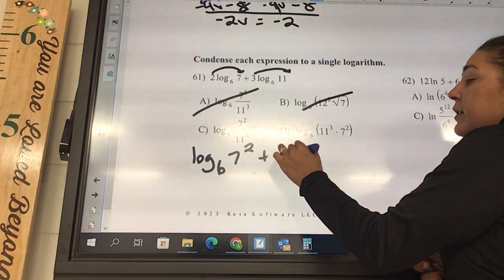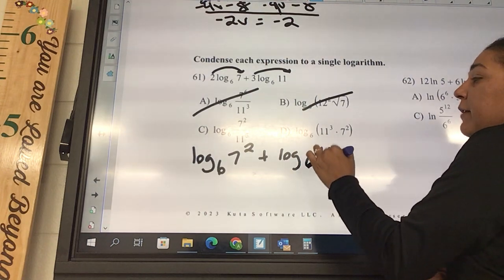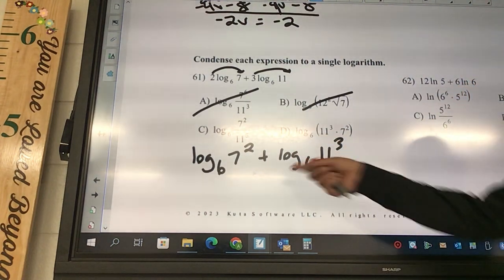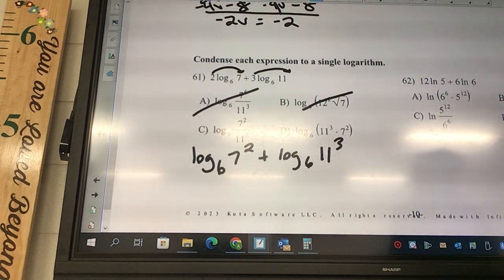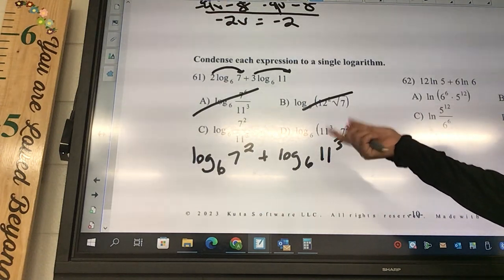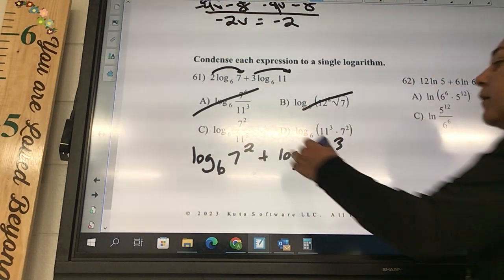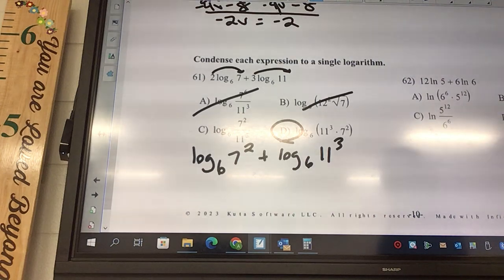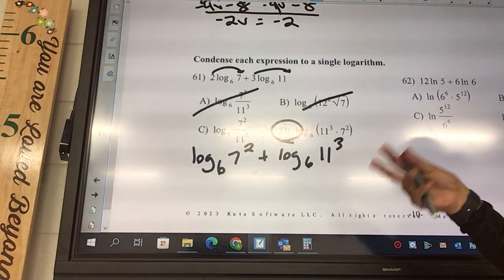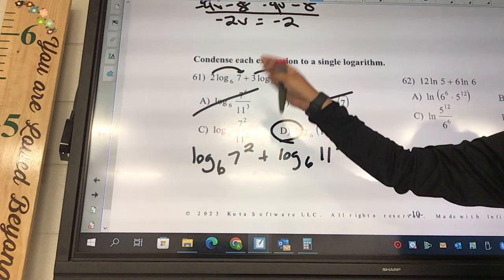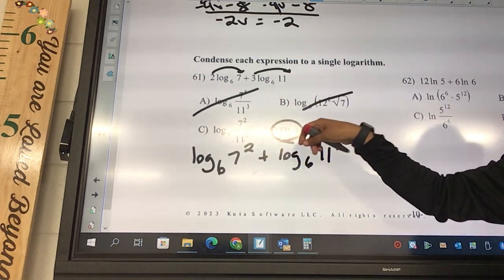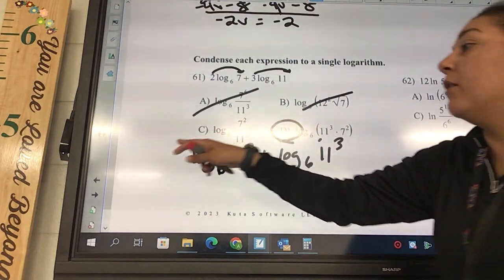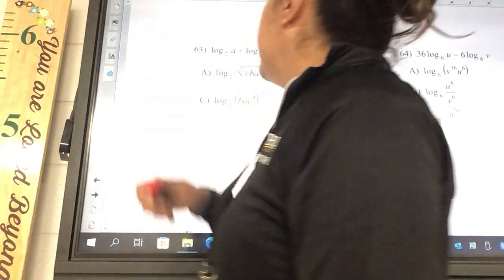Plus log 6 of 11 to the 3. Okay, now, what goes with plus? Multiplication, so which one is that? D. Okay, so if you knew addition goes with multiplication, you could have done it all from the gate. There's only one multiplication up here, okay? So, if you know your rules, then it's not that bad.